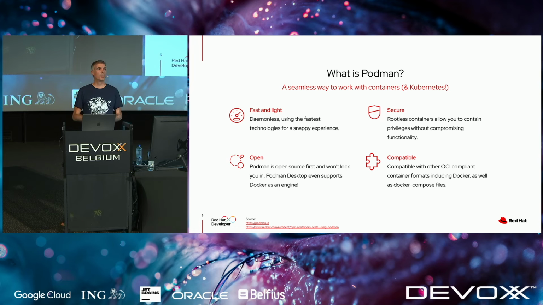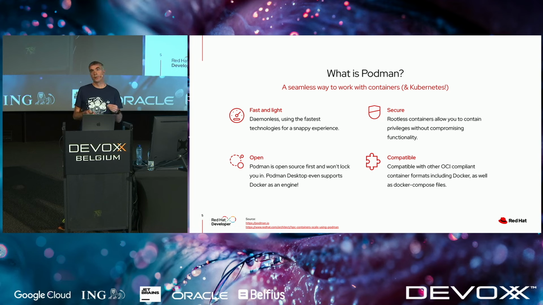Podman and Podman Desktop are open by default. We are using the Apache License 2. And even in Podman Desktop, we have plugins to run and to discover the Docker containers, the Docker images, and the support of the Lima provider as well.